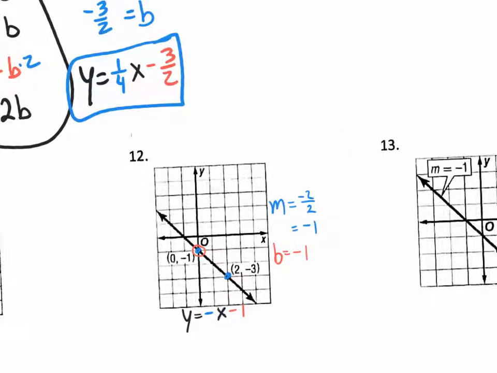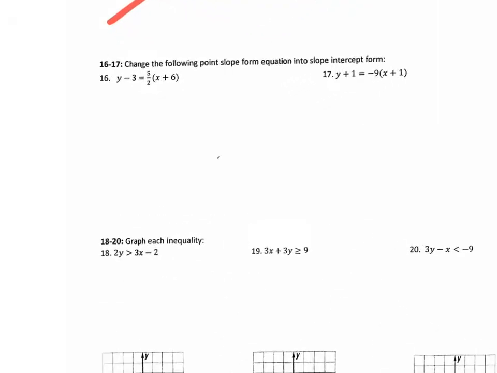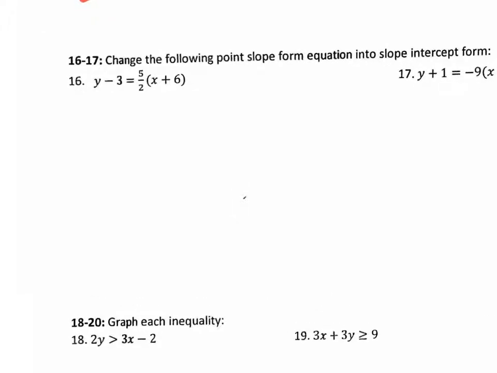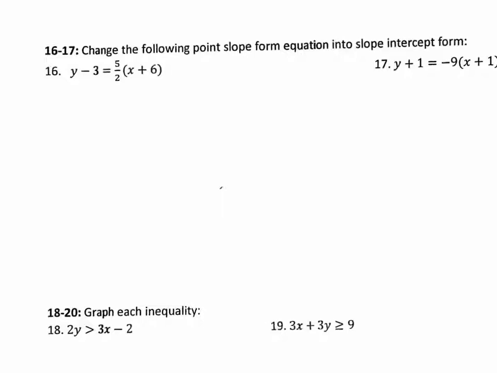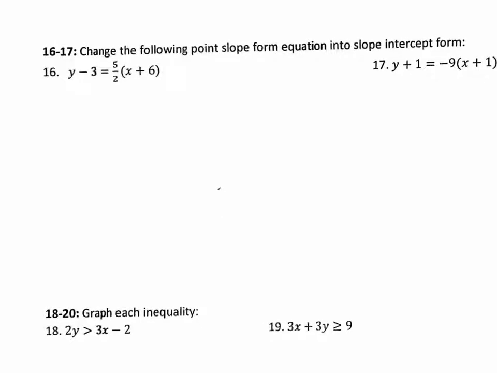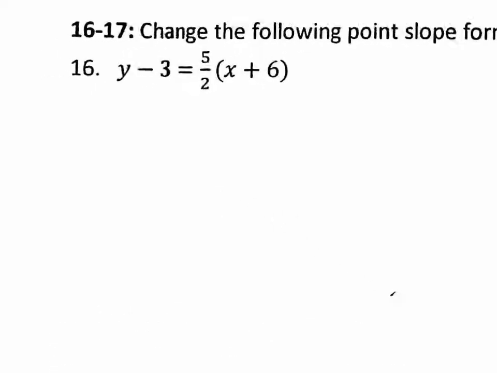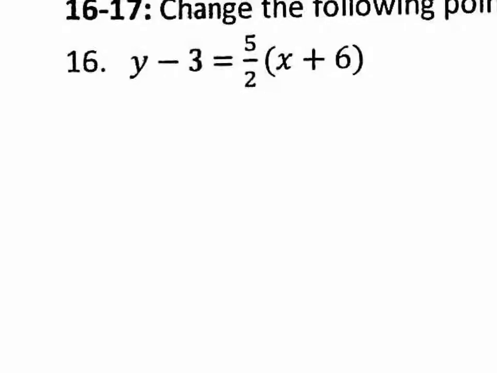Let's move on to the backside. So on the backside, we are going to skip 14 and 15. Don't do those. We figured that those were too time consuming and too easy because you just plug in a x and a y and see if it works or it doesn't. Number 16 and 17, you want to change the following point slope form equations to slope intercept. Let's do number 16. You guys could try number 17 on your own.